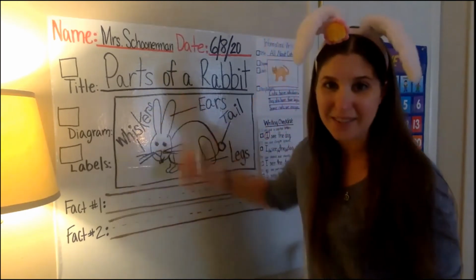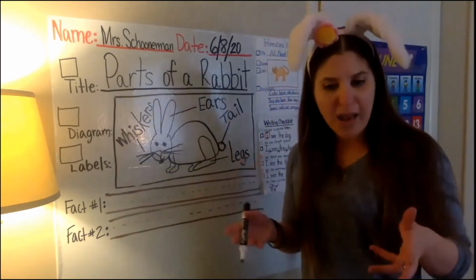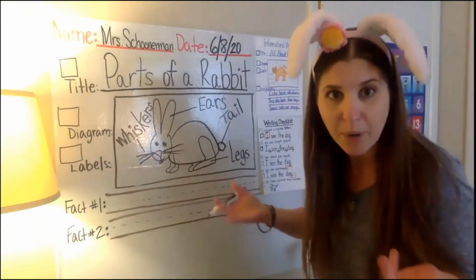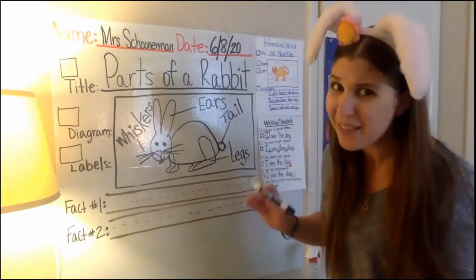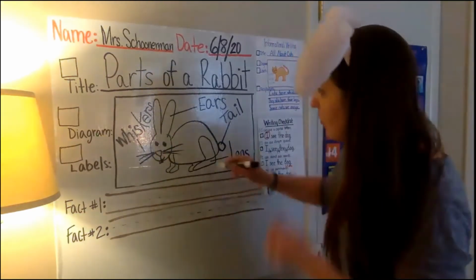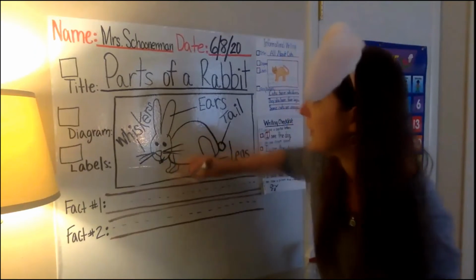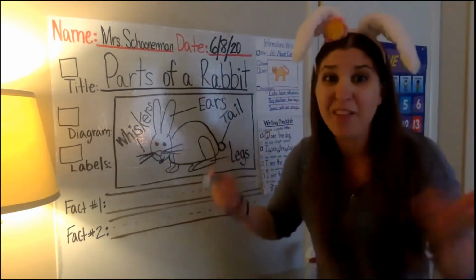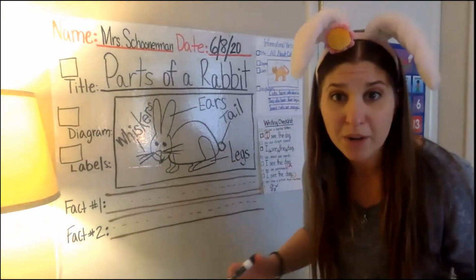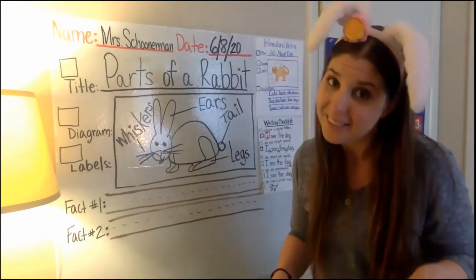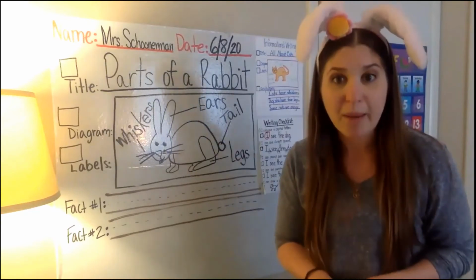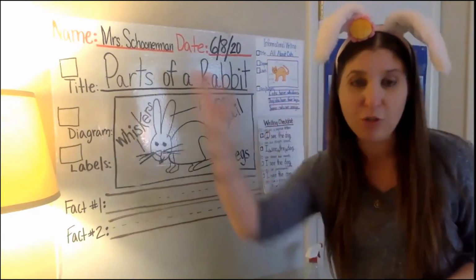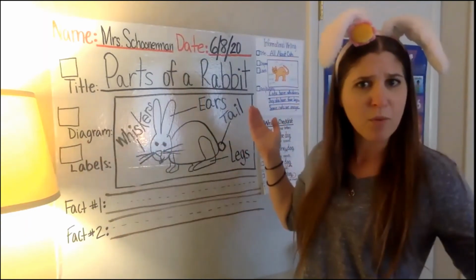W-H-I-S-K-E-R-S, whiskers. Okay, now usually I tell you what other parts to label as a challenge at the end, but we left a lot that you can still label. You can label the body, you can label the head, you can label the eyes, the nose, the teeth, the mouth, the fur. There's tons of other parts of this rabbit that you can label after the video is done. Because remember, I'd like to challenge you to add 3 more labels to your picture. So you choose today, whichever you want.